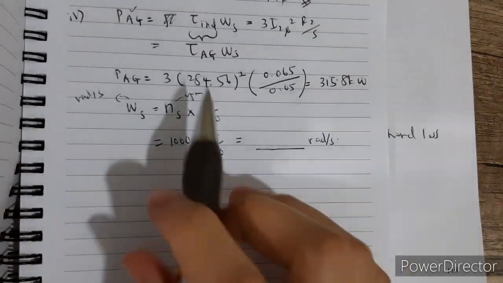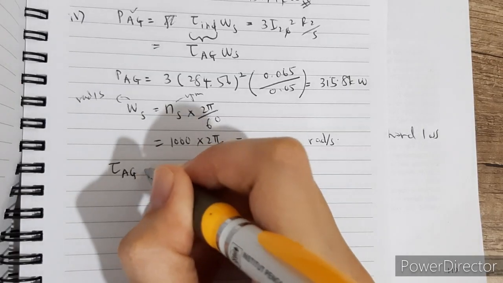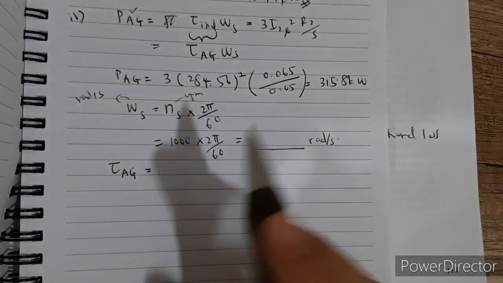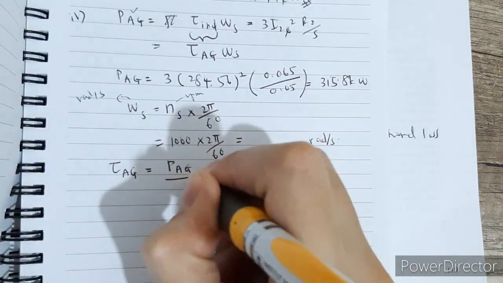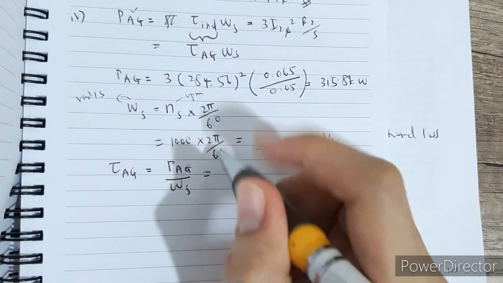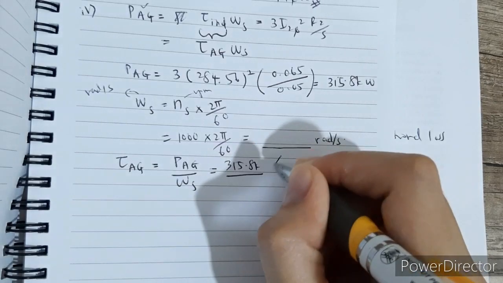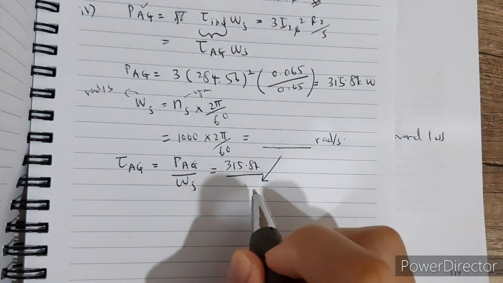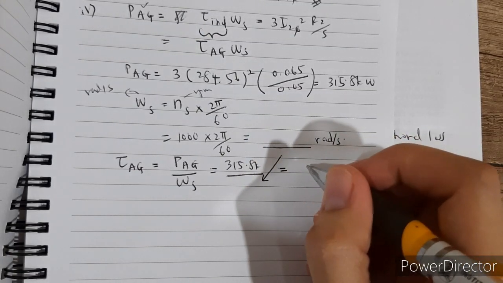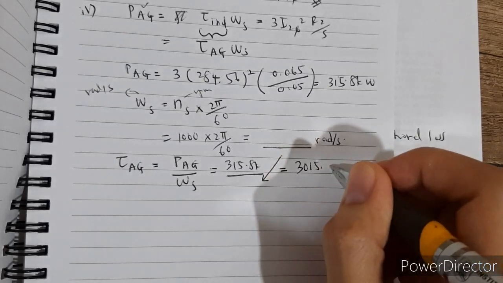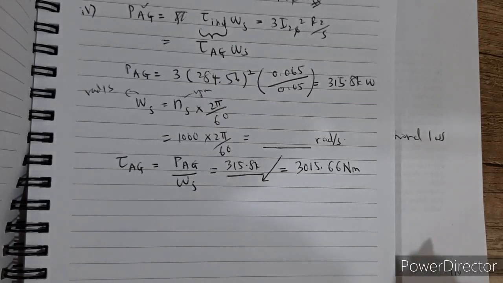I have the answer for air gap torque. It's just a simple calculation. From here, air gap torque equals P air gap over omega s. So your P air gap is 315.8 kilo divided by your omega s here. So the answer for air gap torque is 3015.66 Newton meter.